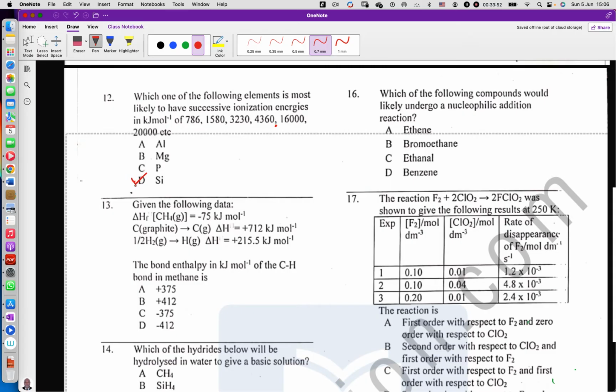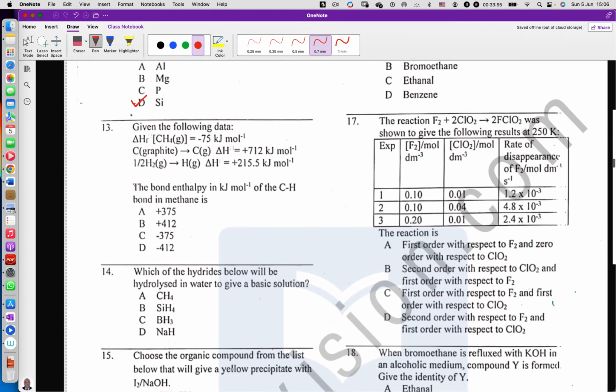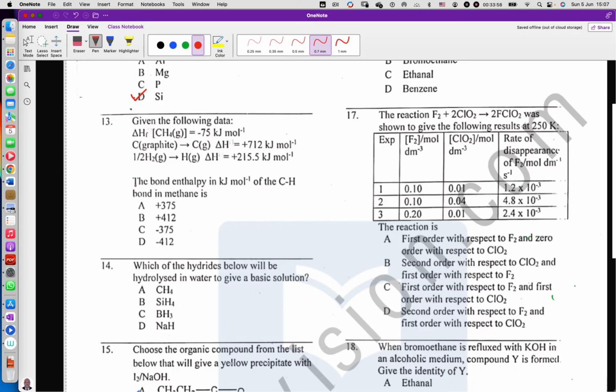Then number 13. Given the following data: the enthalpy of formation of methane is this; the enthalpy of atomization of graphite to gaseous carbon is 712, and the atomization of hydrogen to gaseous hydrogen atoms is 215. You have been given this. Then the bond energy in kilojoules per mole of the C-H bond in methane is given here.